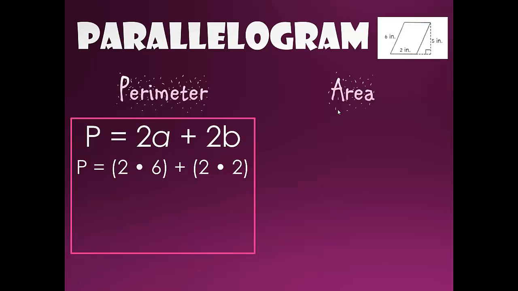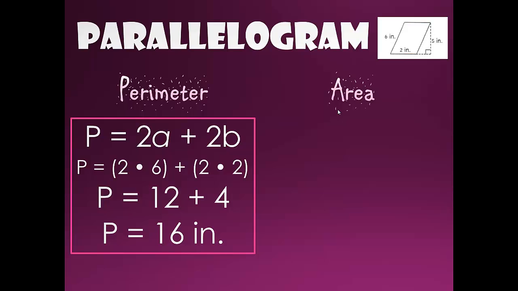So our perimeter is going to be equal to the quantity 2 times 6 plus the quantity 2 times 2. One side was 6 inches and the other side was 2 inches. 2 times 6 is 12, and 2 times 2 is 4, so our perimeter is equal to 12 plus 4, which is 16. So our perimeter equals 16 inches.